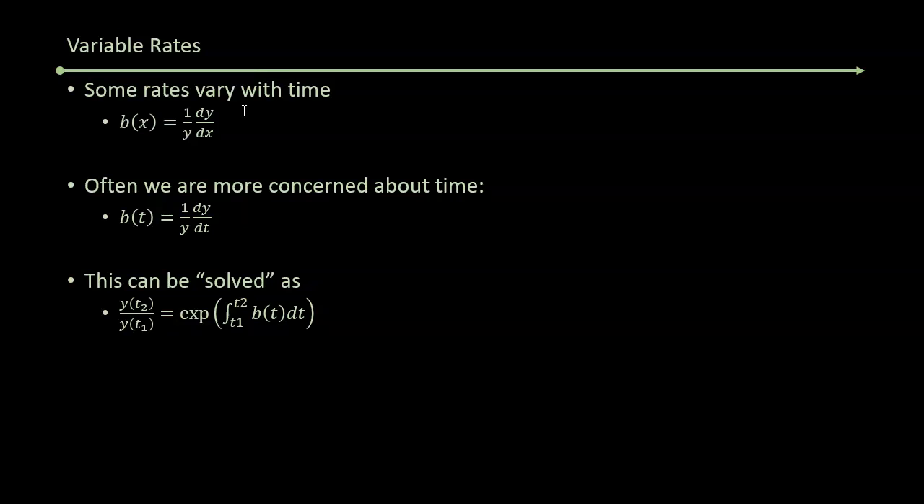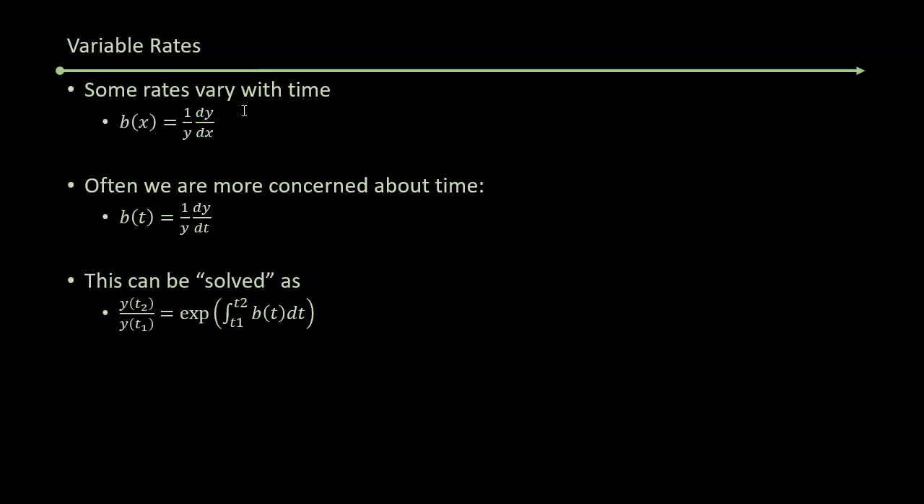Here we have a variable rate b of x. So over time that rate changes. And in a lot of our problems, don't think of this x in these equations as what we typically use it for in regular physics, which is a position. It's just a variable. So very often we're more concerned about time. So let's rewrite this as b as a function of time is 1 over the amount of something you have times the derivative of what you have.